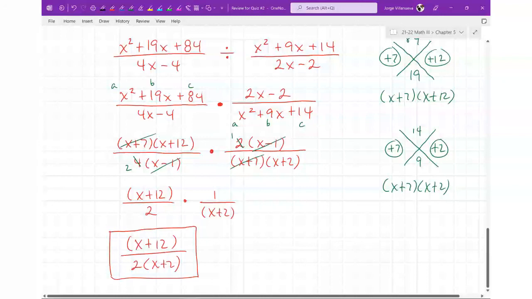Know how to rewrite stuff that has to do with just dividing variables, like question number 1. All right. So that's basically it. That's our review.